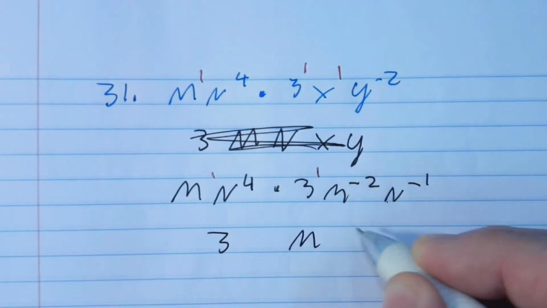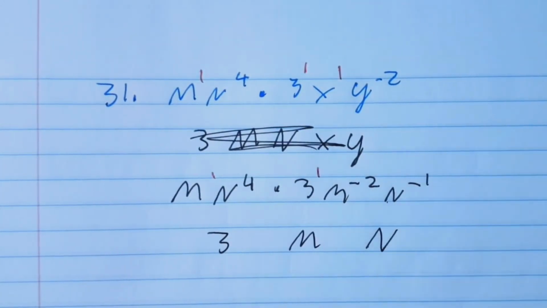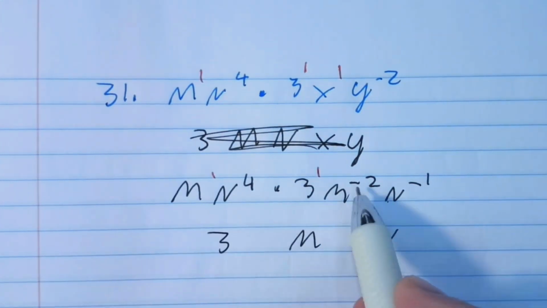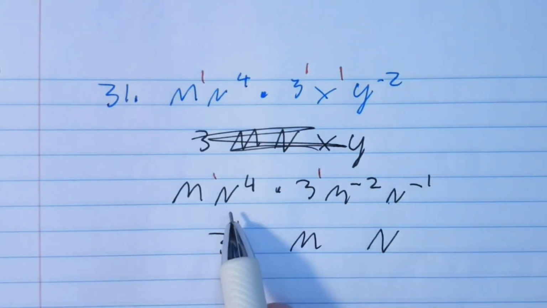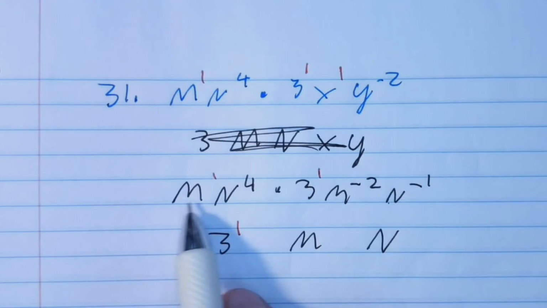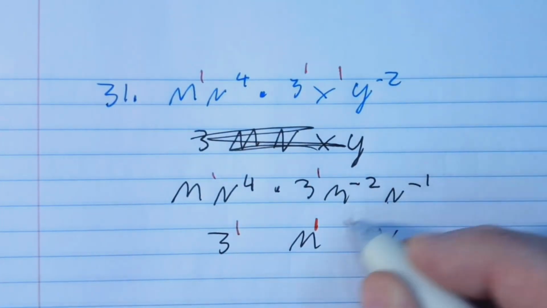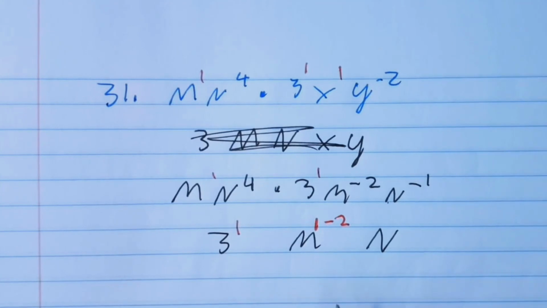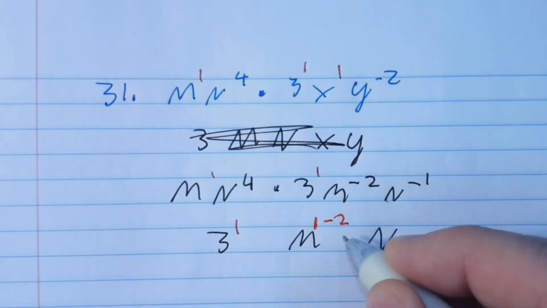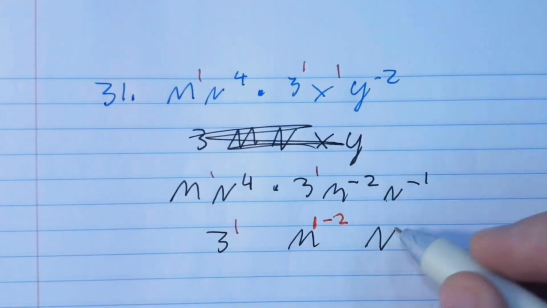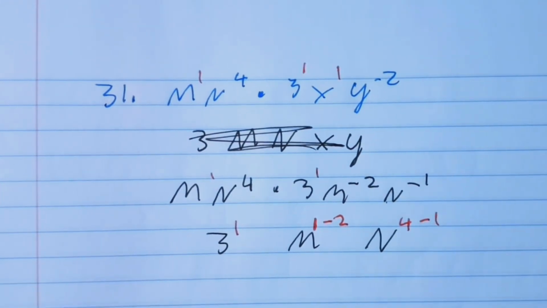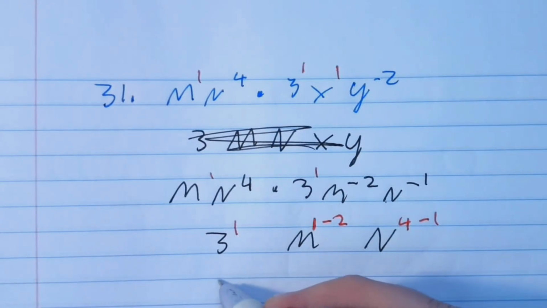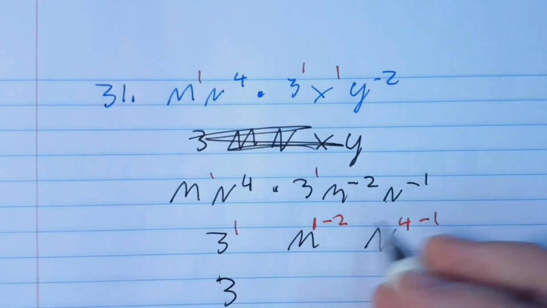So I got a 3, I got an M, I got an N. I spaced them out so we can have some room. Let's look at 3s. I got 1 3. Let's look at M's. I got 1 plus a negative 2, which is the same thing as 1 minus 2, right? So you can write that either way. N's, I got a 4. So I'm going to move that down. That just becomes a 3.